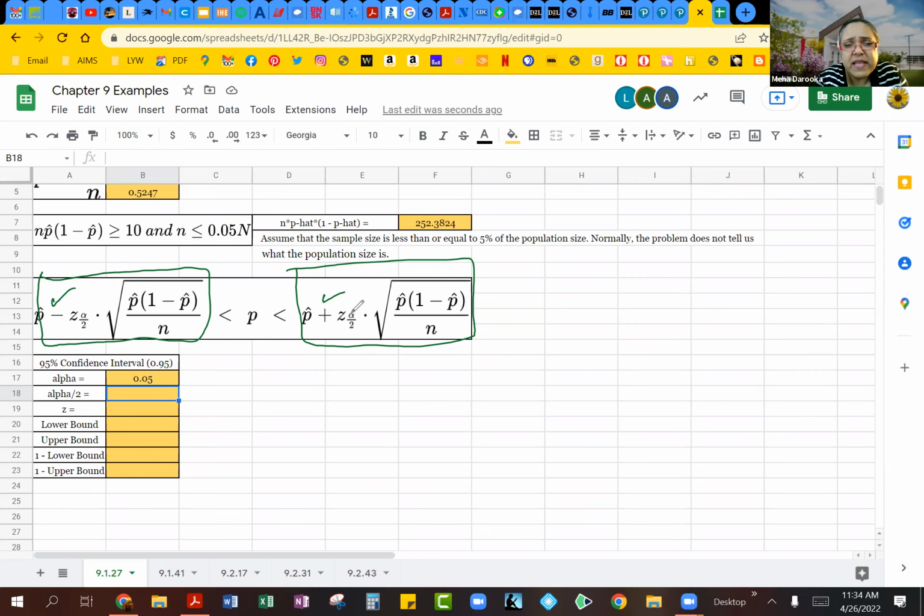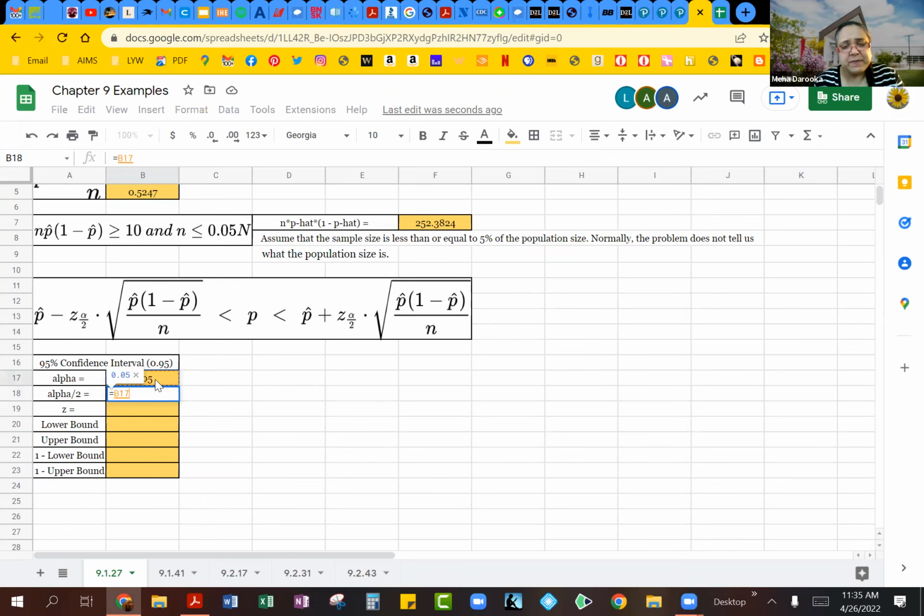So before we can get to the z score, we need to calculate this alpha divided by 2, which is what we're working on right now. So we've got our alpha. Obviously, then alpha divided by 2, I'm just going to click on that cell, divided by 2, and that will give you 0.025. Now, based on this, we need to calculate our z value.